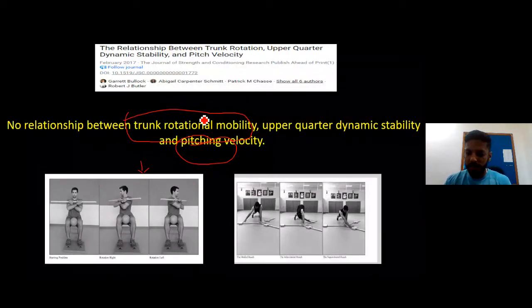So probably because of that, this study shows no relationship between rotational mobility and pitching velocity, because not only is the rotational mobility important, but how exactly your sequencing works, as we have seen in previous studies, and how you are able to deliver that force, how strong your core is, so that the force can be delivered. So in terms of rotational mobility of the trunk alone, we can't say completely that it may not have an impact on pitching velocity, because it is assessed this way.